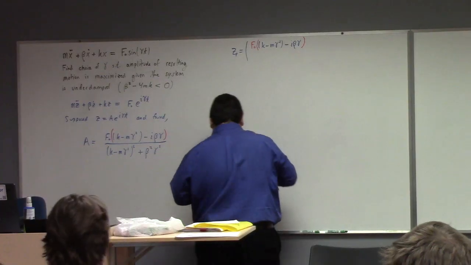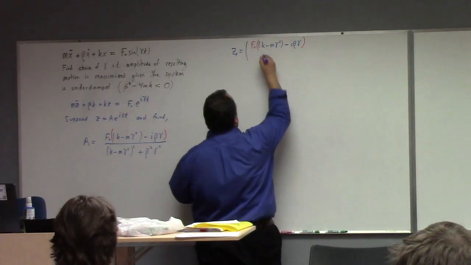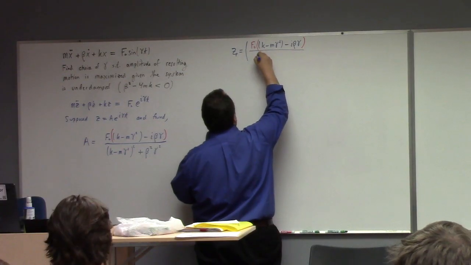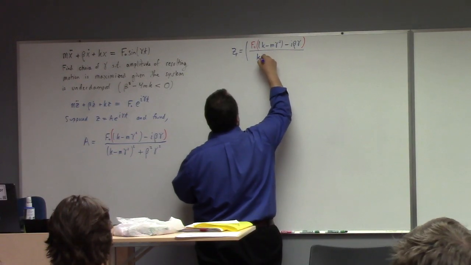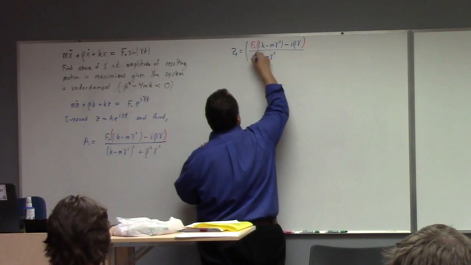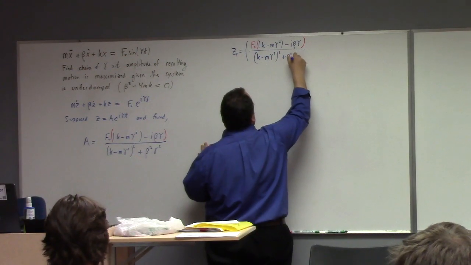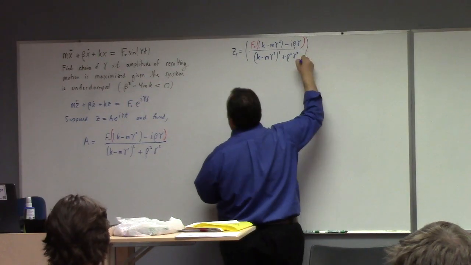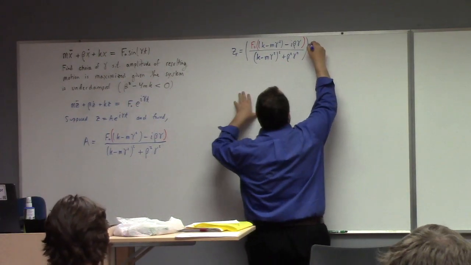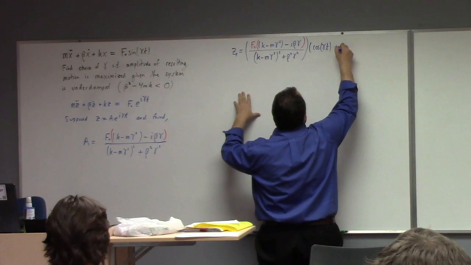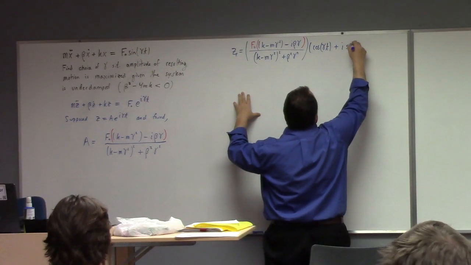And then my denominator, this contraption, which I probably should just give a name so I don't have to keep writing it, but oh well, I'm going to write it again. k minus m gamma squared, quantity squared, plus beta squared gamma squared. All right. Now my e to the i gamma t is cosine gamma t plus i sine gamma t, all right?